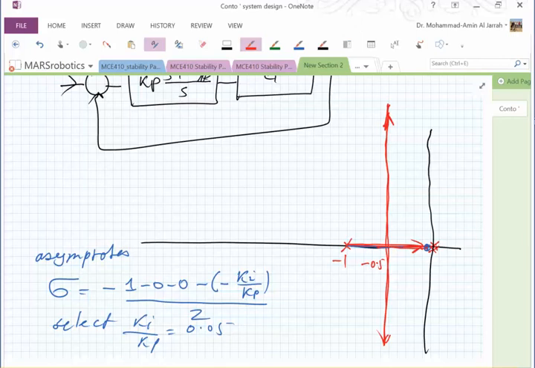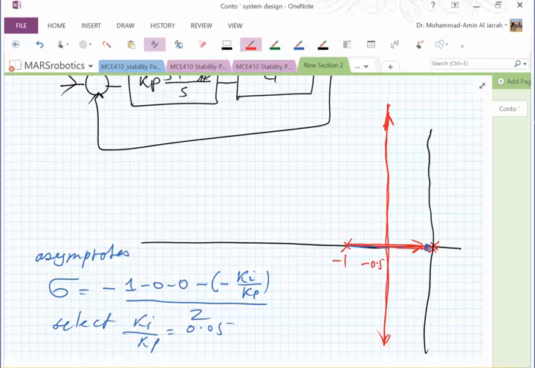Because both of them are initially attracted by the zero, because the 0 is always an attraction point for the root locus. Because the two poles at the origin are very close to the 0, one of them might reach the 0 before the far pole reaches the 0. So you have to check what we have to check.